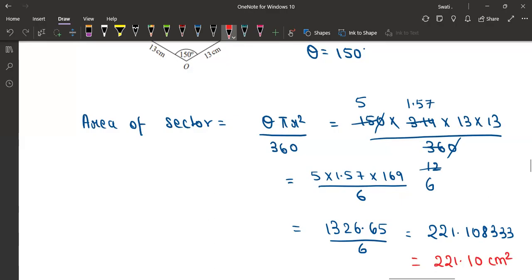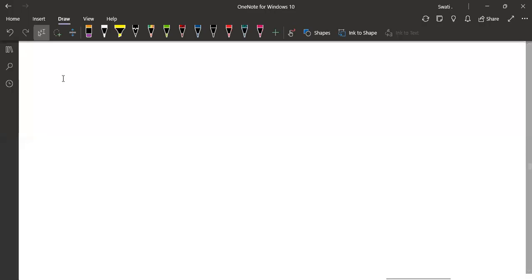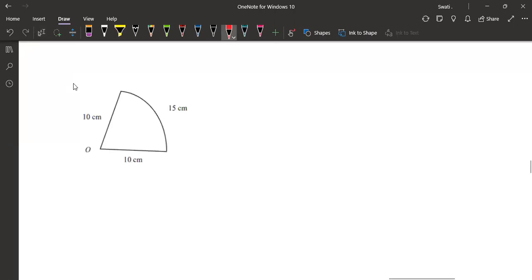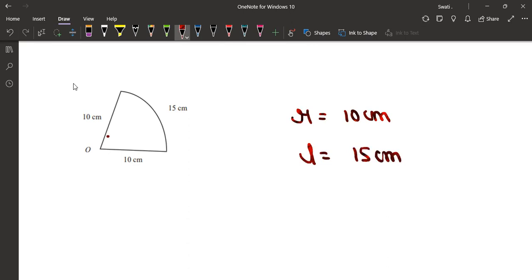Let's move to the next question. So this is our next question. Here also we are given the radius, that is 10 centimeter. We are given the length of the arc. That means we are given the perimeter of the arc. I'm writing it as L only, 15 centimeter. What do we have to do here? We have to find the value of theta. So theta is unknown, that we have to find.